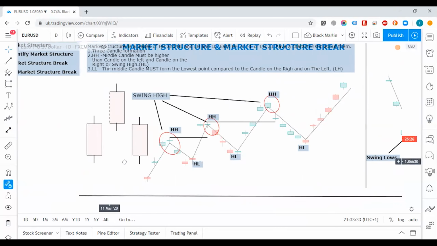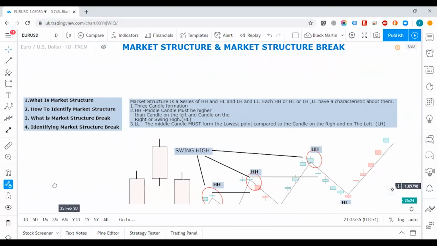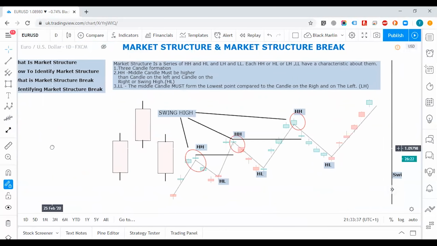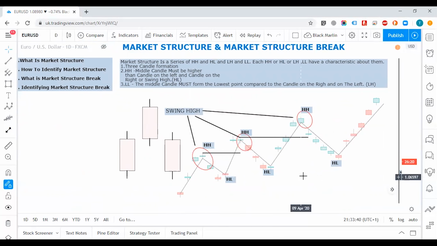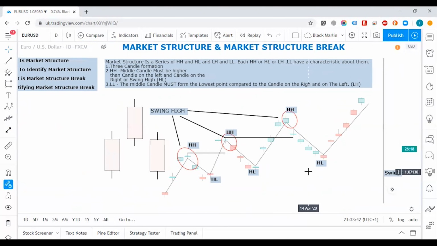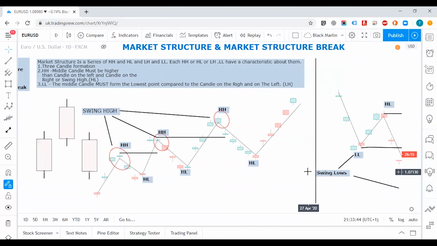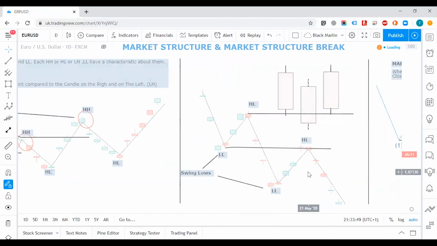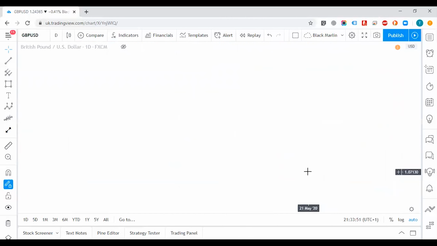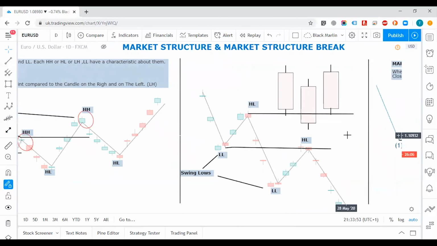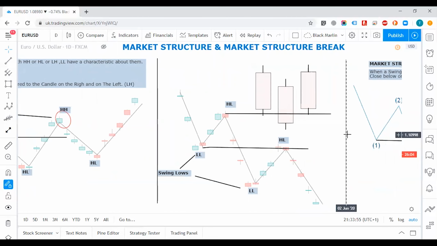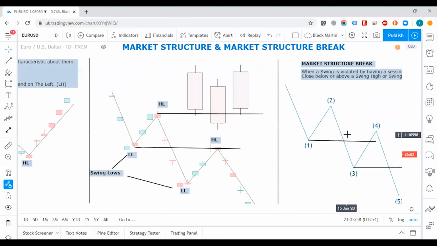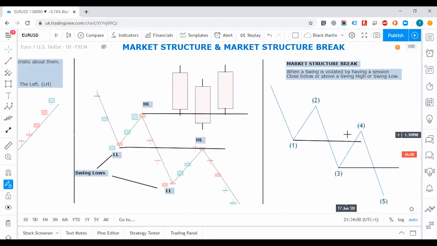As simple as this is, it's really, really powerful, guys. Once you're able to understand that this is all the market does, a series of swing highs and swing lows, and the times when the market consolidates, that is all there is to market structure and market structure break. And that's one of the major pillars of the way we trade.